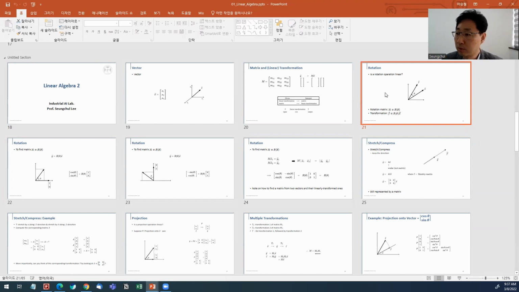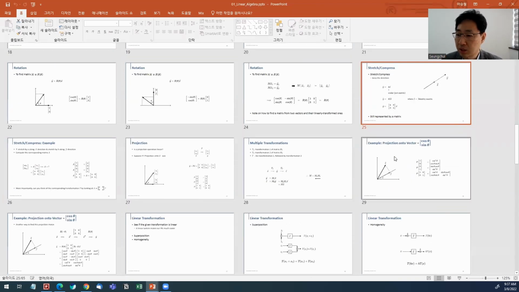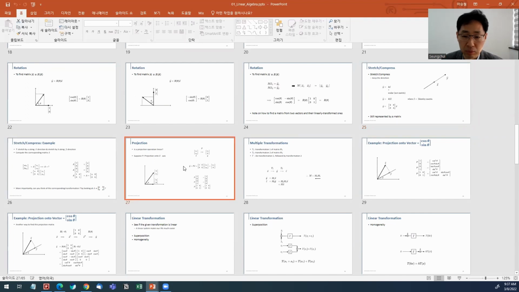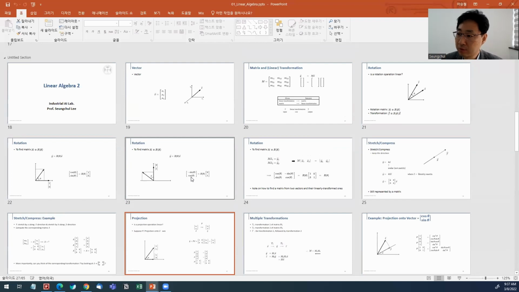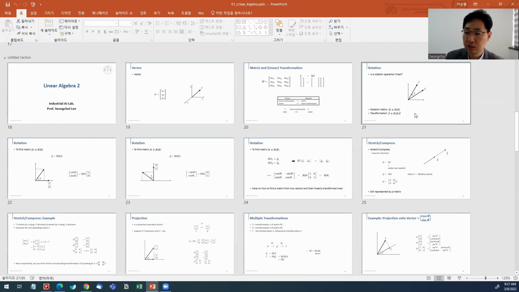Some examples of linear transformations that I address here are rotations, stretching and compressing, and projections. And at least for me, it's not intuitive that rotations and projections are linear transformations. It's not intuitive, so think about it. And from the definition of the rotation, how can we come up with the corresponding matrix?